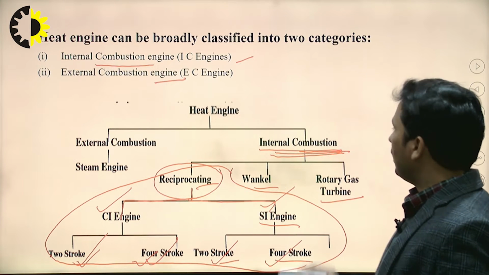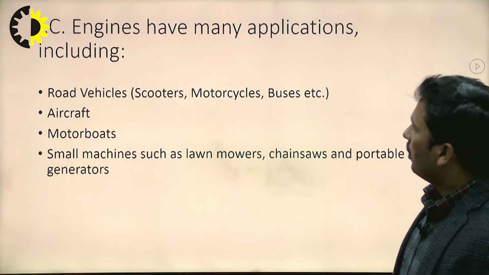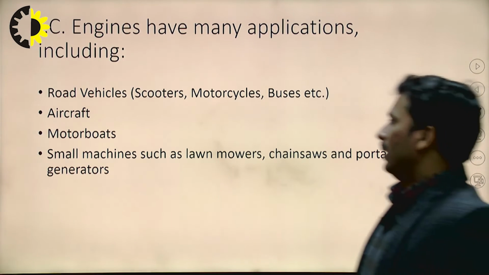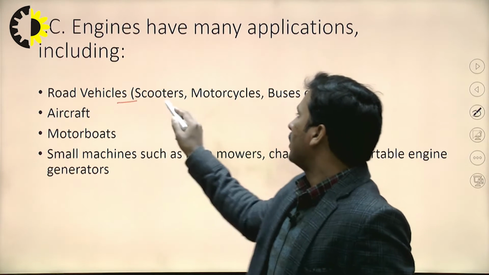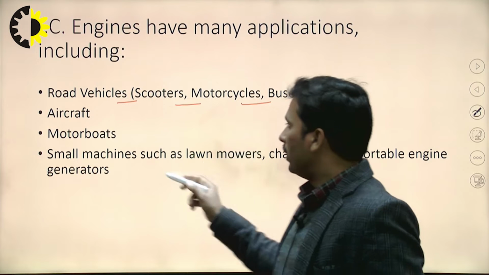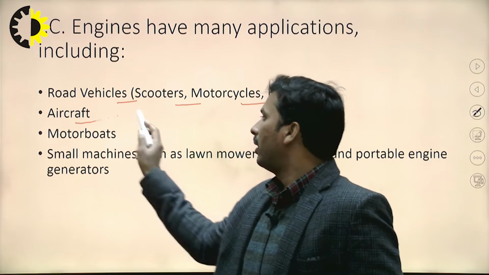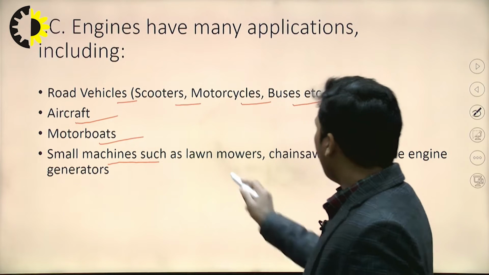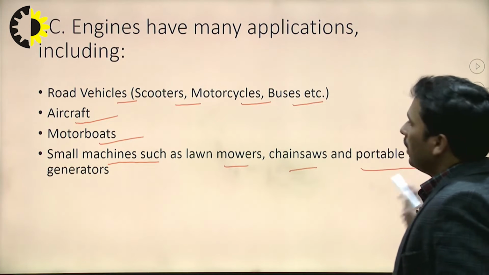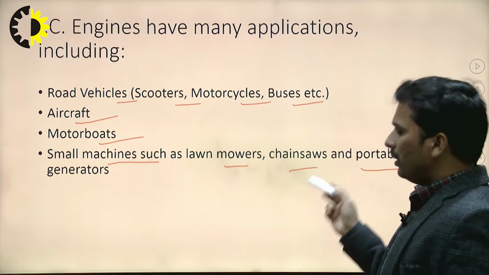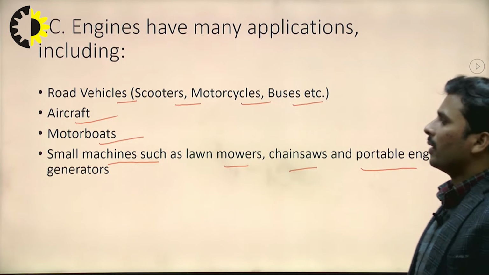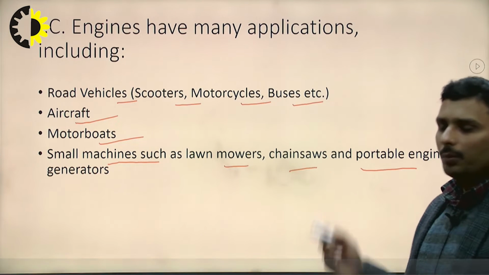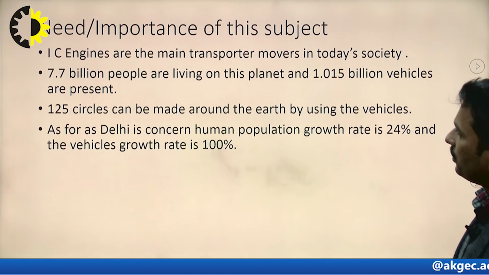IC engines have many applications. They are used in road vehicles like scooters, motorcycles, buses, and many other transportation systems, as well as aircraft, motorboats, and small engines such as lawn mowers, chainsaws and portable engine generators. These are some important applications of the internal combustion engine. There are a lot of other applications also.